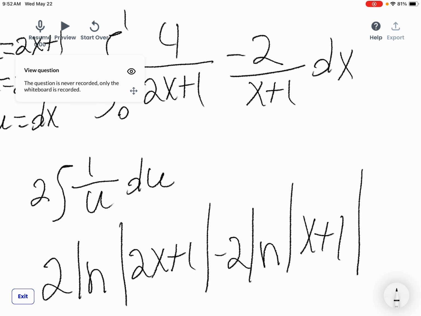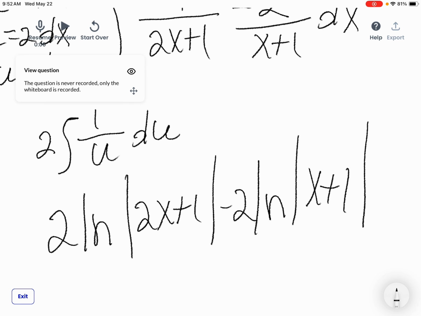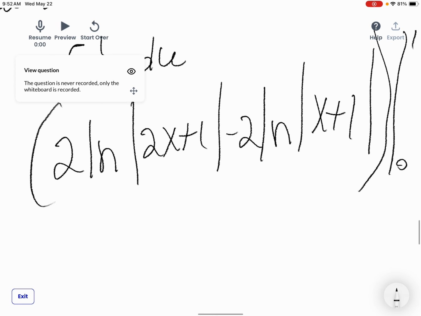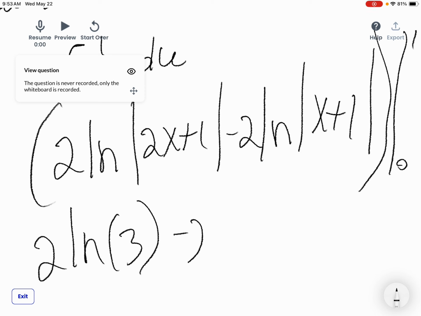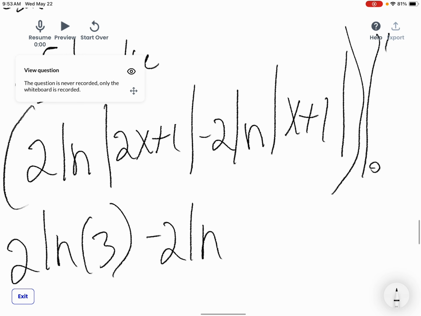But since this is a definite integral, we're going to be evaluating this from 0 to 1. So we plug in 1 first, so we get 2 times the natural log of the absolute value. So 2 times 1 is just 2, 2 plus 1 is 3. The absolute value doesn't matter now because 3 is positive, so natural log of 3. And then minus 2 times the natural log of, 1 plus 1 is 2, so that's just the natural log of 2.